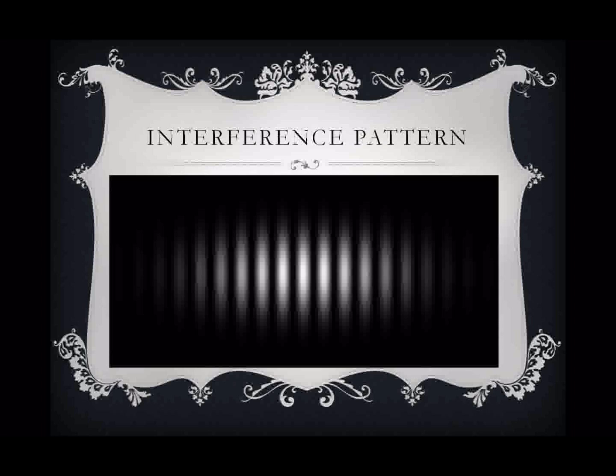This slide shows the standard interference pattern for a monochromatic coherent light source passing through a double slit and onto a screen. Thank you for listening.